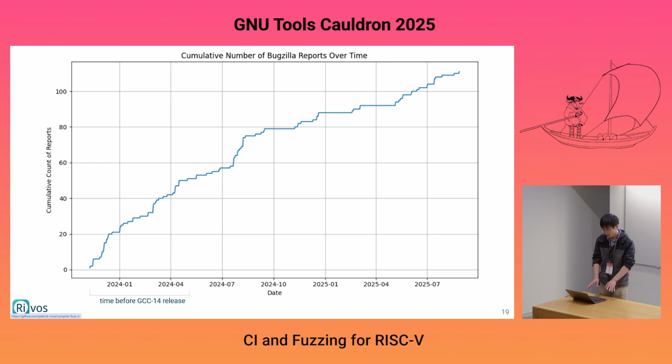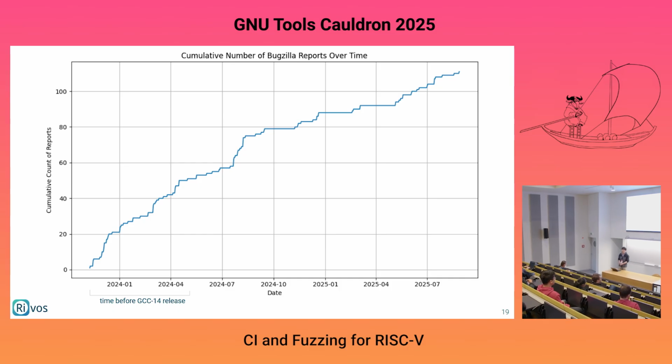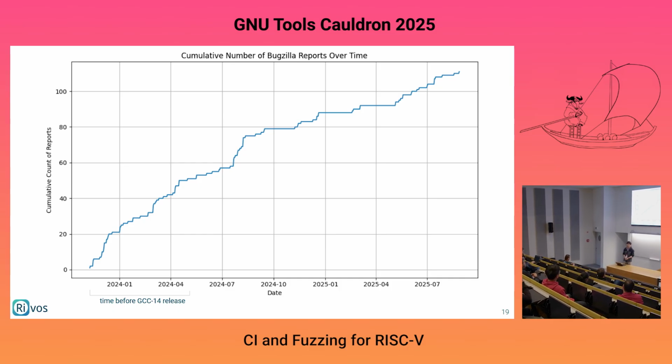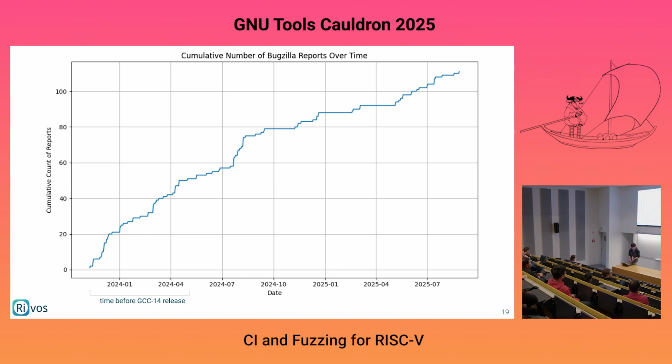So finally, in the interest of time, I'm just going to leave it at this graph. We could kind of see, since this project started in late 2023 to the GCC 14 release branch, we had submitted close to 50 bug reports. And these are bug reports that helped improve the health of the RISC-V port. It helped make sure that these test cases are not actually encountered in the wild by end users.